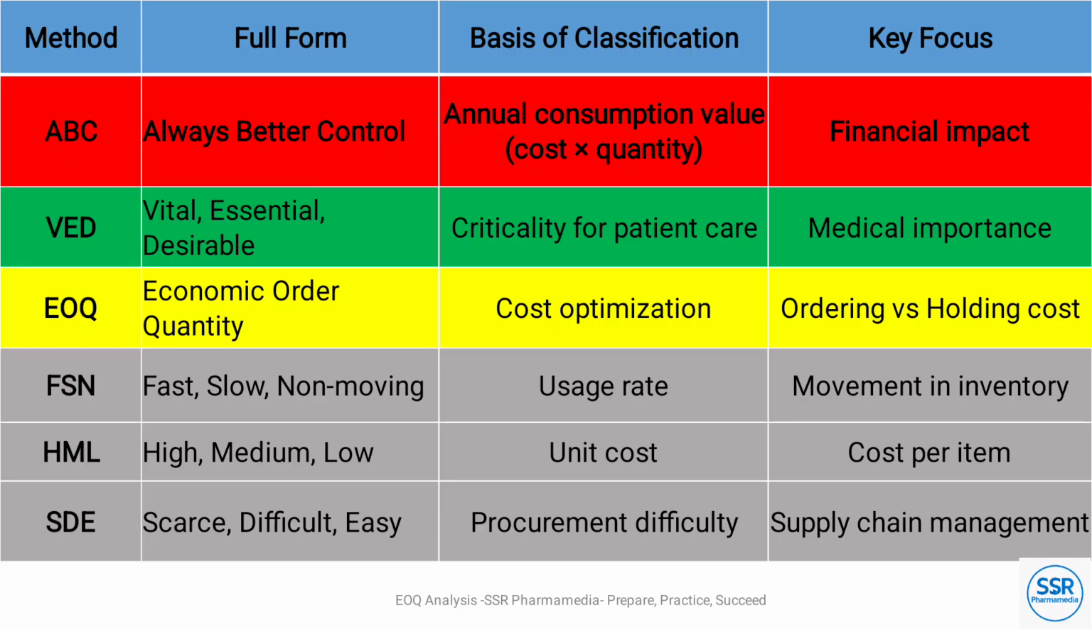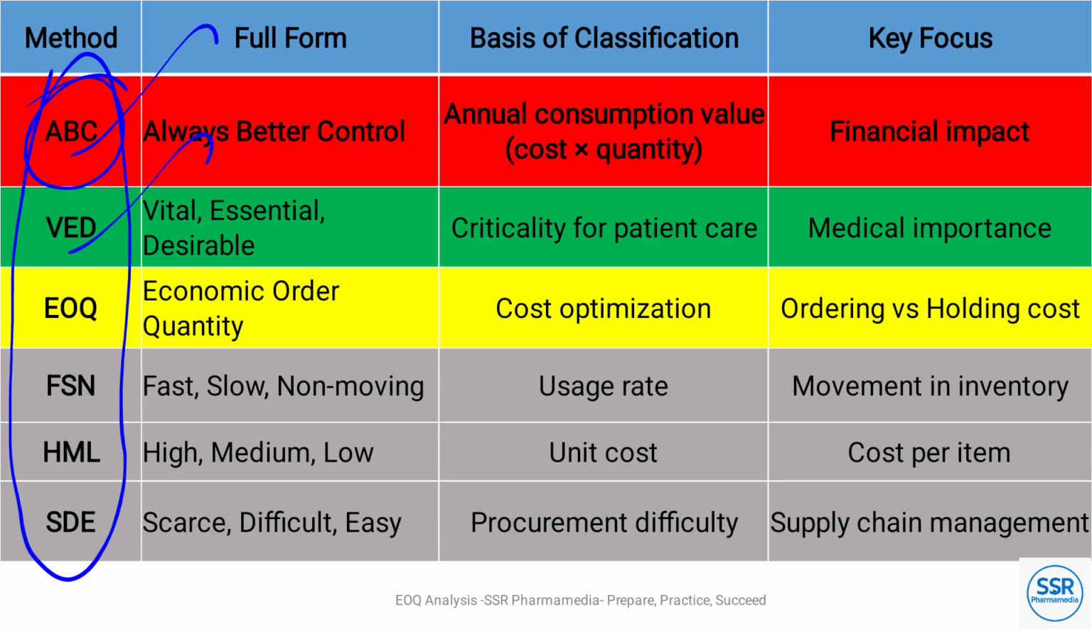If you look at this tabular column, we have seen it already in the ABC analysis. So these are all the techniques of inventory control: ABC, VED, EOQ, FSN, HML and SDE. So ABC means always better control. The basis of calculation is annual consumption value and key focus is financial impact.